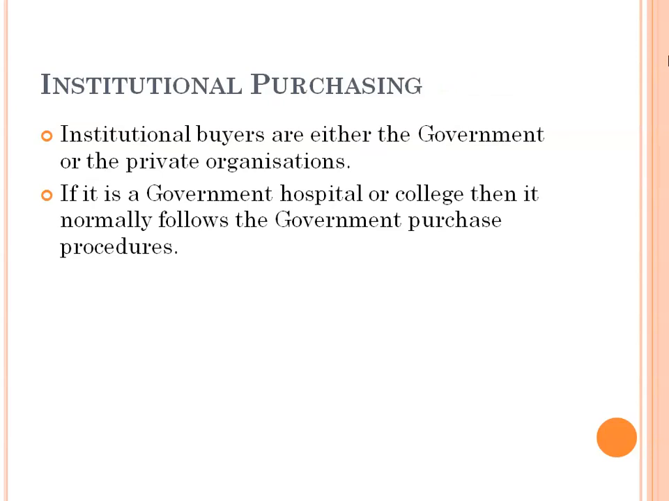Now, what is institutional purchasing? Institutional buyers are either government or private organizations, such as a government hospital or college. Then normally it follows the government purchase procedures. However, in the case of privately owned educational or other types of institutions, the purchase procedures are similar to those followed by commercial enterprises. An industrial marketer should study the purchasing practices of each institutional buyer so as to be effective in marketing the company's goods and services.